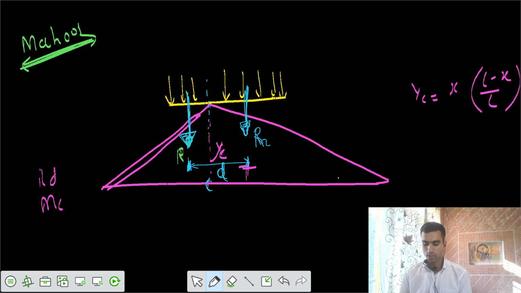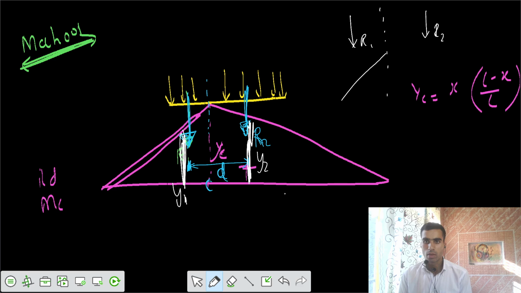The ordinate at C is yc, and at the location where each resultant is acting there is some ordinate: let's say the ordinate here is y1, and here the ordinate is y2. So we have some resultant R1 here, some resultant R2 here, and we have the section here, and the ILD for that one.